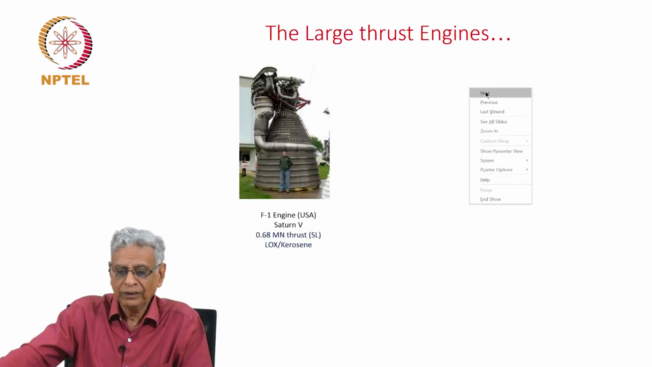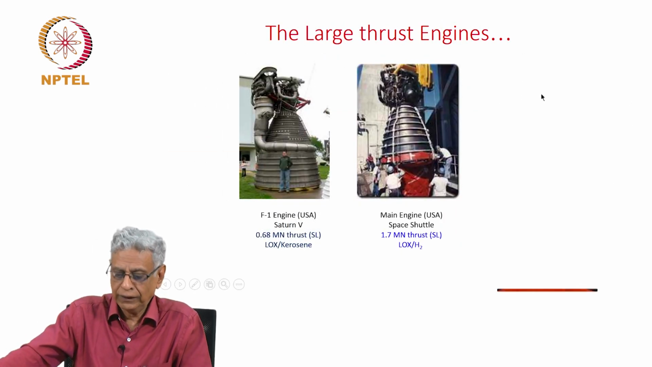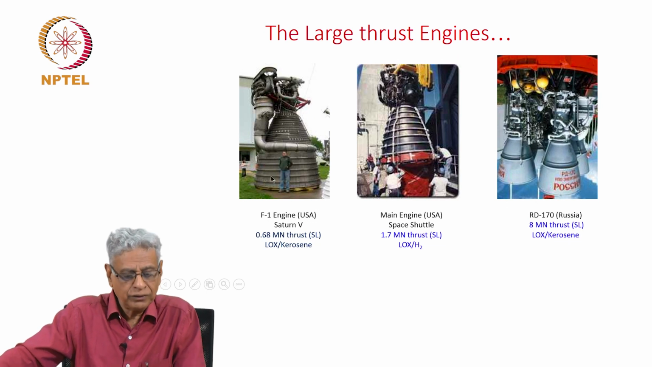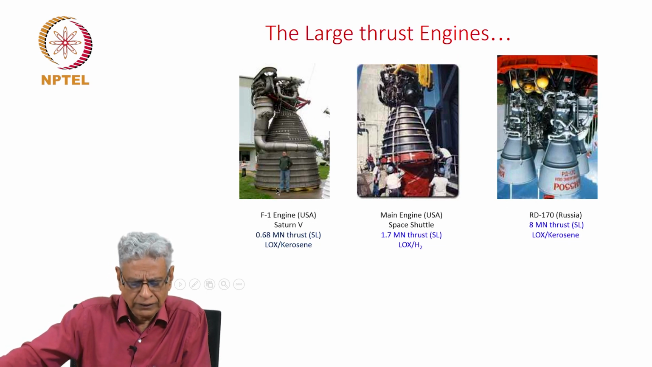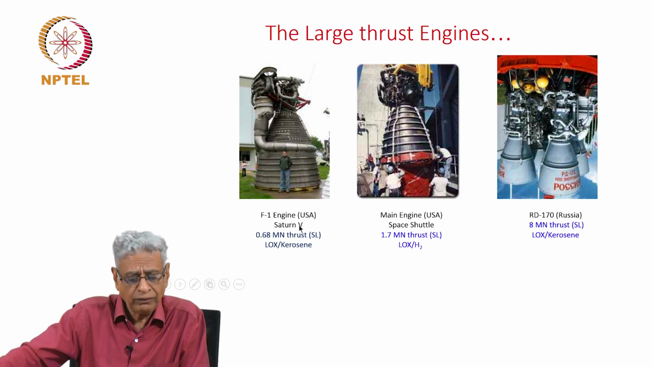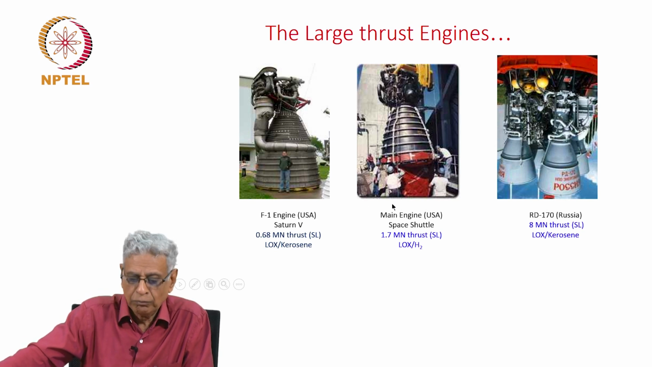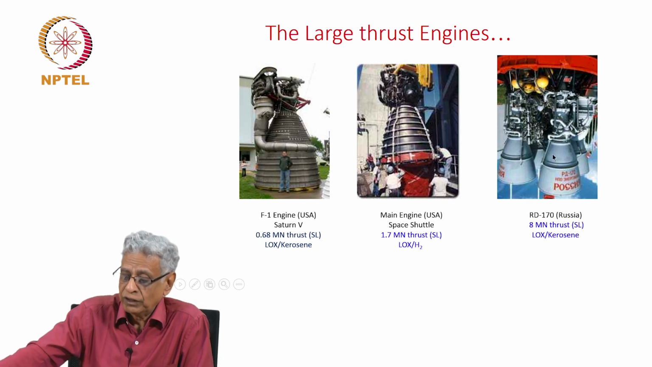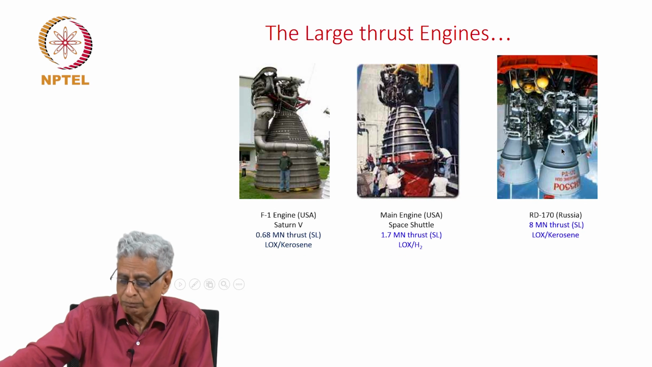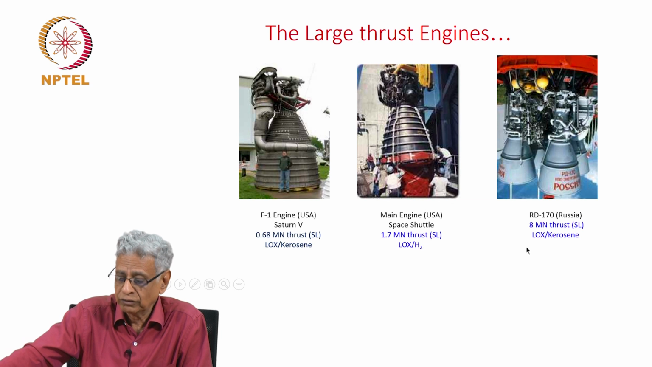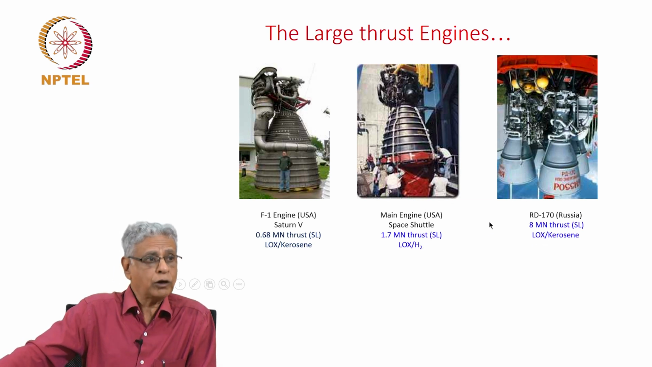I am just showing the 3 engines. The F1 engine is too well known in the literature. It was Saturn V. It took the mission to the moon. It happened several decades ago. This was the engine used. And the space shuttle main engine, which was the workhorse for the space shuttle, and the RD-170 engine developed in Russia, which was the workhorse for them. All of them have various thrust levels shown here: LOX kerosene, LOX hydrogen, and LOX kerosene are the fuel oxygen combinations used in them.